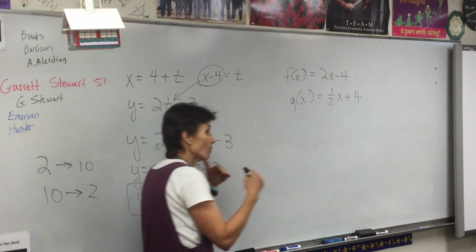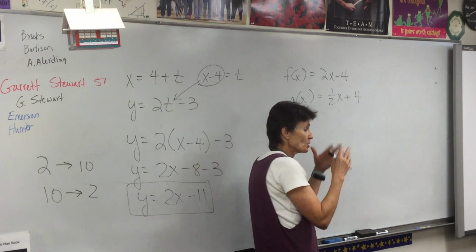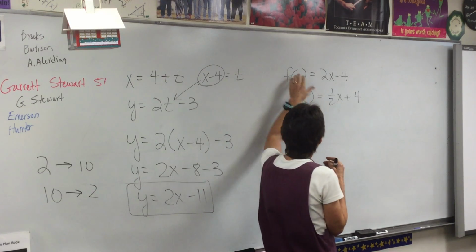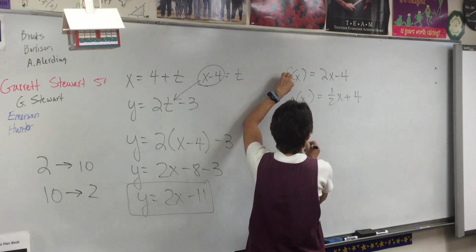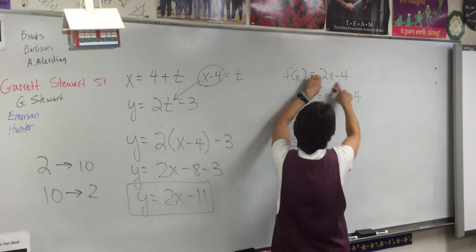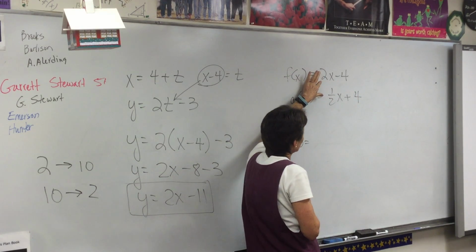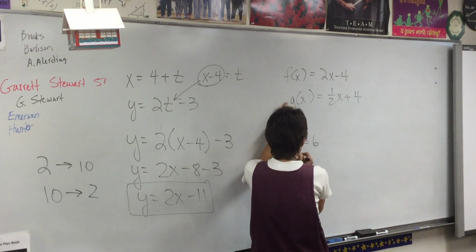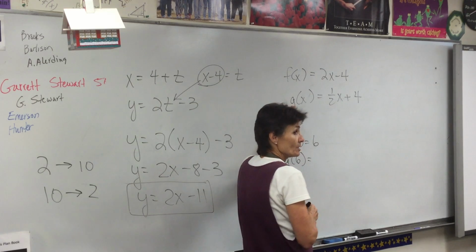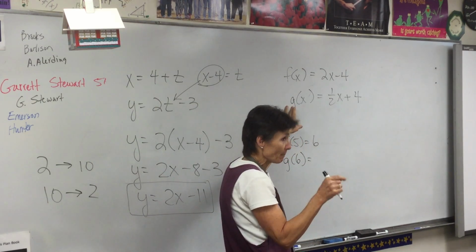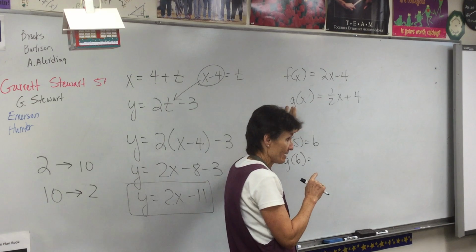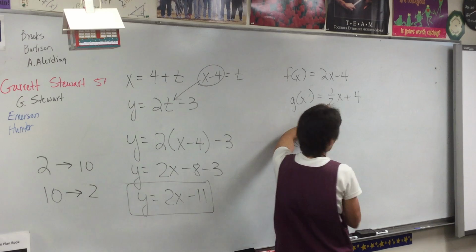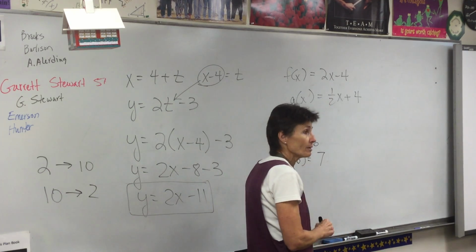So if these two are inverses, I should be able to pick a random number like 5, and I should be able to put 5 into f. And what would I get if I put 5 into f? 6. Now I'm going to take that 6 and put it into g, and what better happen? I better get 5. Well, do I? If I put 6 in here, I think I get 7, don't I? Yeah. So they aren't inverses.